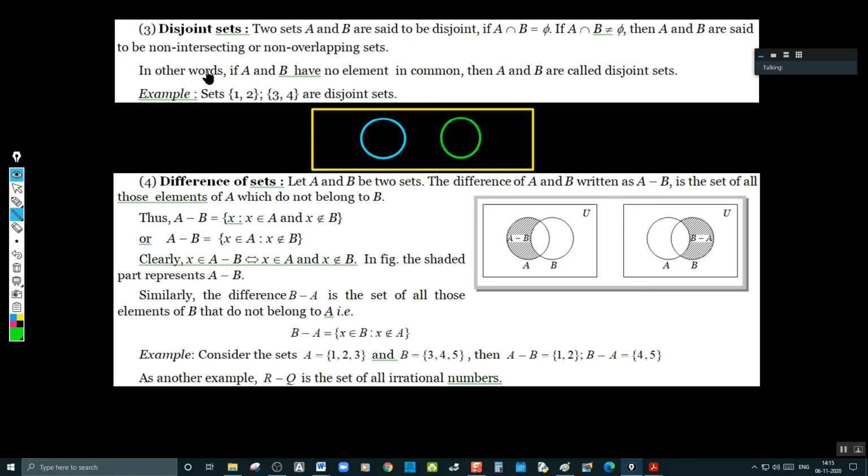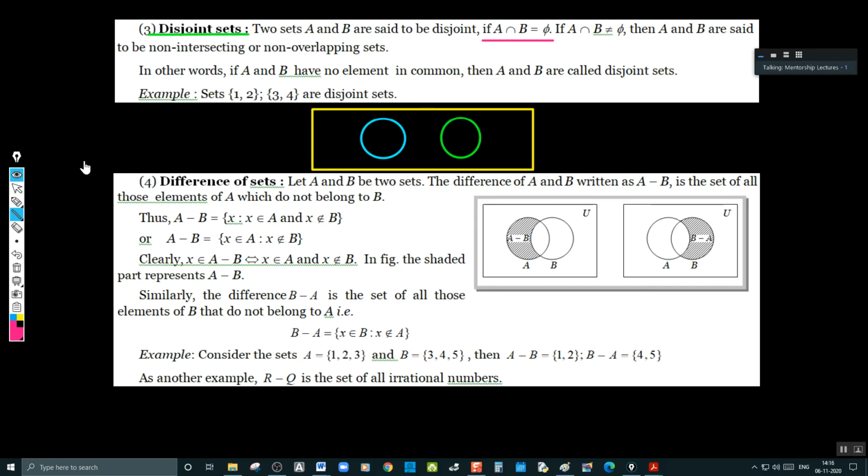Disjoint, nothing is common. Disjoint sets have nothing in common, that is, A intersection B is given to be phi. Just check it out, please. It is given clearly. A intersection B is equal to phi, where phi is the null set, meaning nothing is common to A and B. This is called disjoint sets.